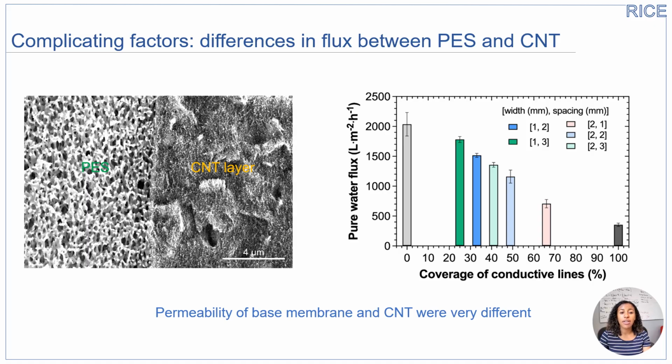So some of the complicating factors for understanding the results with the membranes are that, one, there's a large difference in permeability of the base polyether sulfone membrane and the carbon nanotube layer. The polyether sulfone has a very open and porous structure, as you can see in the SEM image here, and the CNT layer has much smaller pores. And you can see this difference in the water flux through the polyether sulfone membrane, pure water flux, and a membrane that's fully covered with the carbon nanotubes. So this might introduce some differences in the amount of fouling that occurs in these two regions.